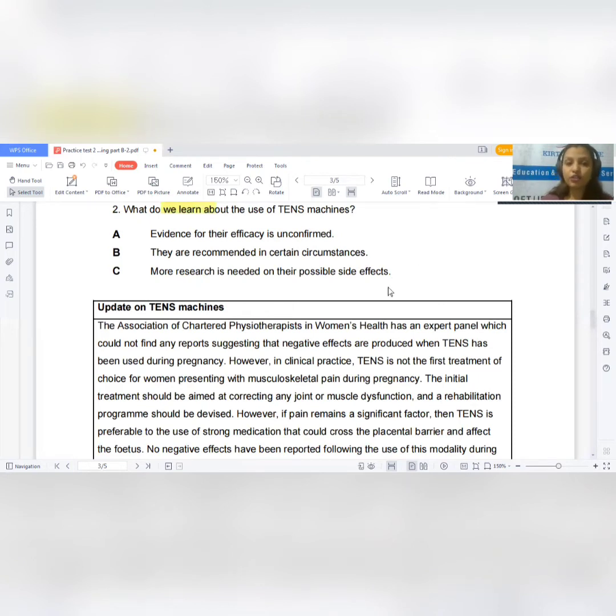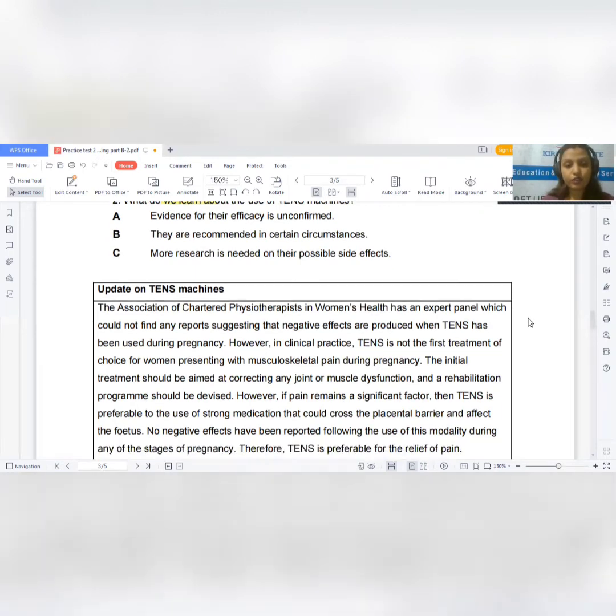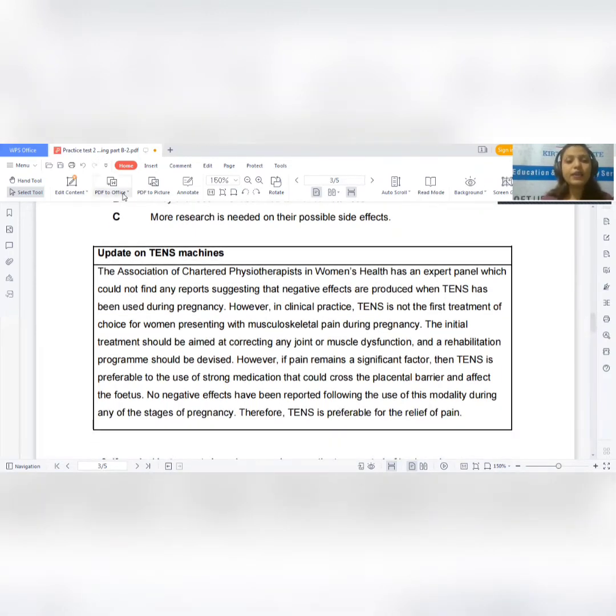And as I already mentioned, you have to ask yourself WH questions to find the overall meaning if you are not confident to find out the answers to this kind of question. Let us see. Update on TENS machines. The Association of Chartered Physiotherapists in Women's Health has an expert panel which could not find any reports suggesting that negative effects are produced when TENS has been used during pregnancy. However, in clinical practice, TENS is not the first treatment of choice.